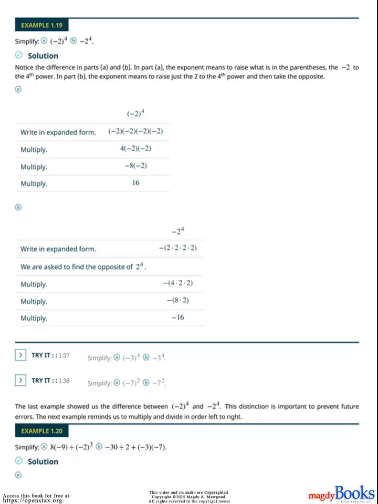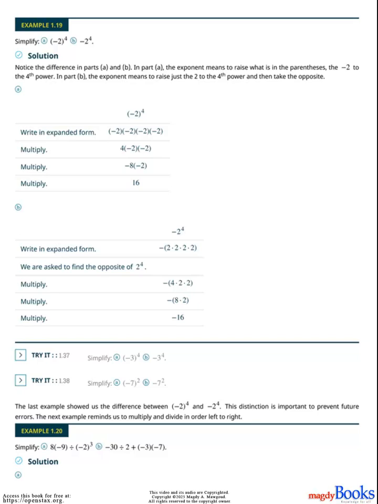B. Negative 2 to the fourth power. Write in expanded form: negative, open parenthesis, 2 dot 2 dot 2 dot 2, closed parenthesis. We are asked to find the opposite of 2 to the fourth power. Multiply. Negative, open parenthesis, 4 dot 2 dot 2, closed parenthesis. Multiply. Negative, open parenthesis, 8 dot 2, closed parenthesis. Multiply. Negative 16.